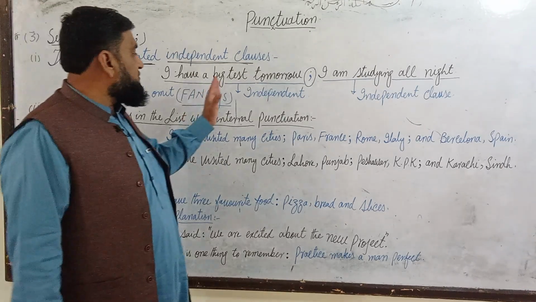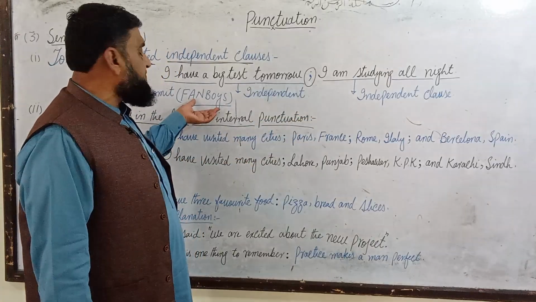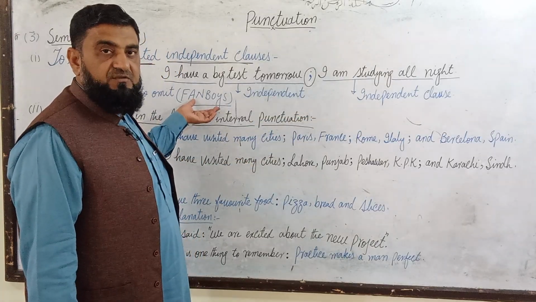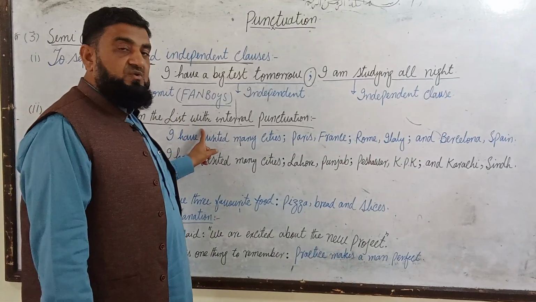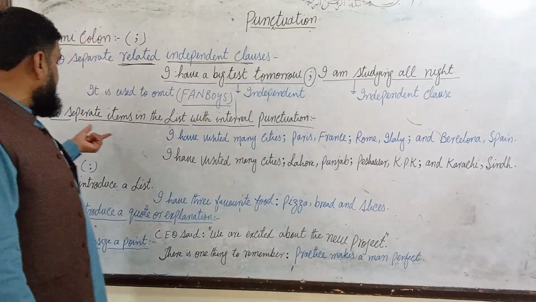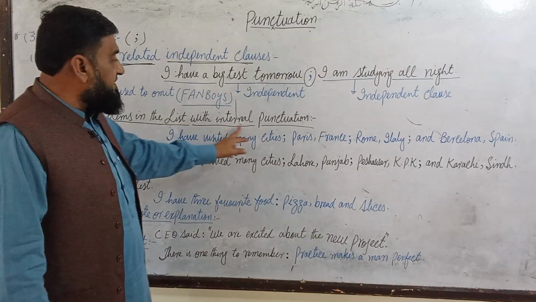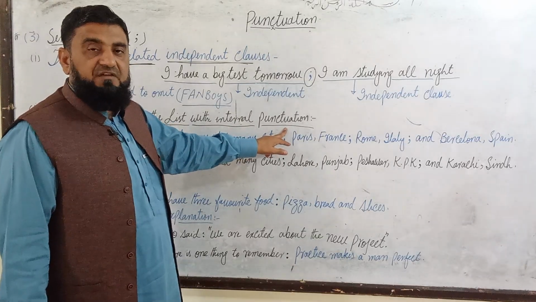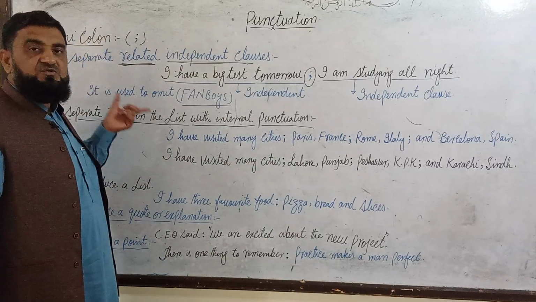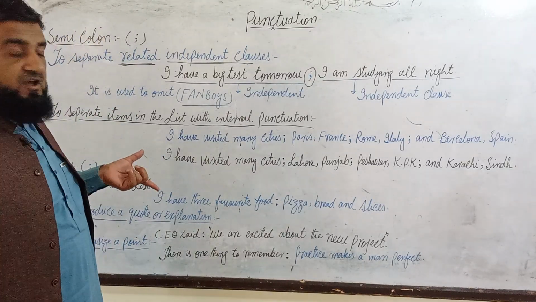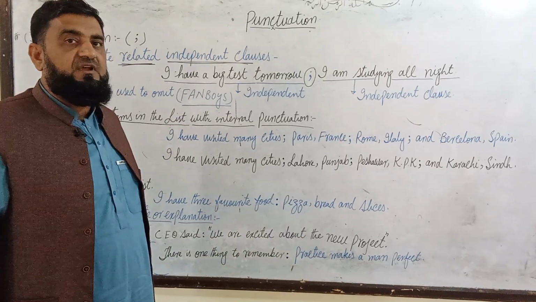One is to connect two independent clauses without the usage of a coordinating conjunction, FANBOYS. Number one. And number two, when we are going to separate items within a list having internal punctuation as well. So, these are two important usages of the semicolon. Without these two usages, we can't use a semicolon. Keep it in mind.